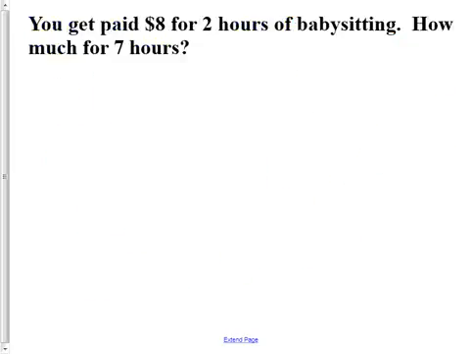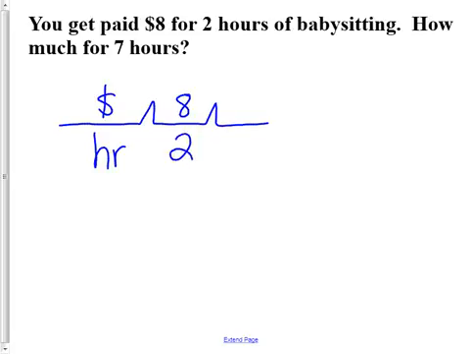You get paid $8 for 2 hours of babysitting. How much for 7 hours? So I could set up a bridge map for this. And I'm going to look at the cost compared to the number of hours. The relationship I have is $8 for 2 hours. And what I want to know is how much money for 7 hours. 7 goes on the bottom because it's a number of hours.